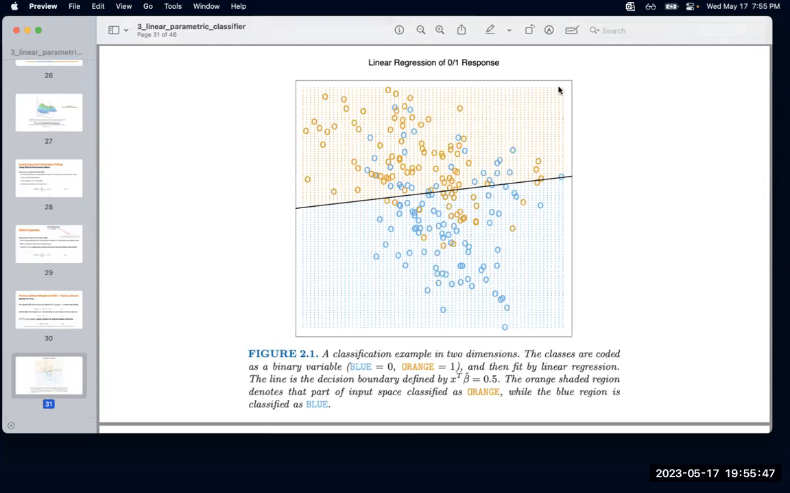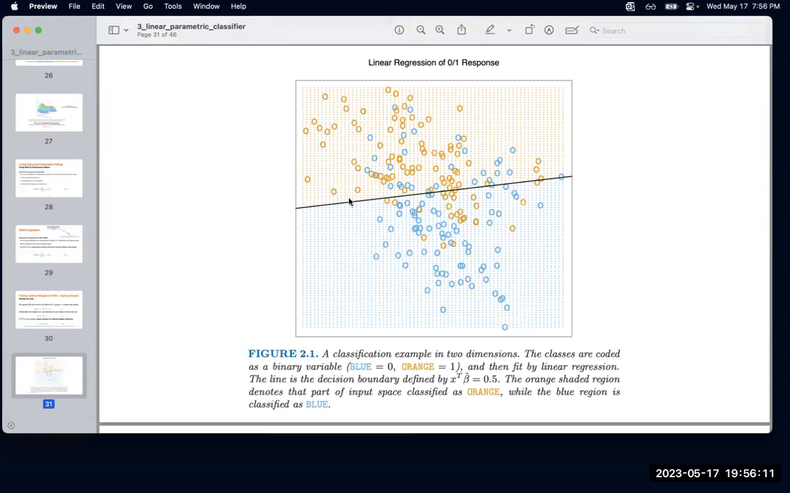So these small dots here, if you check above this line, you only have orange dots, and below that you only have the blue dots. So I am referring to this as an orange shaded region and a blue shaded region. These essentially are regions that are being defined by my decision boundary.